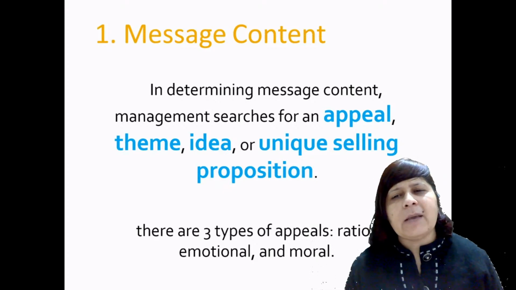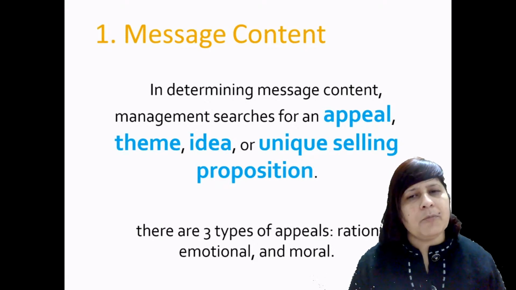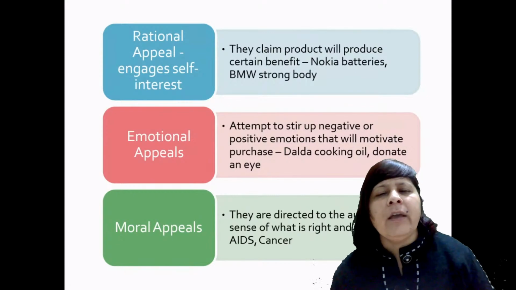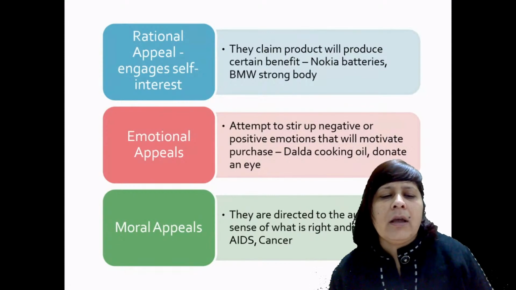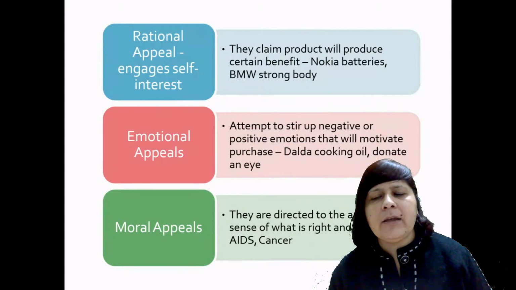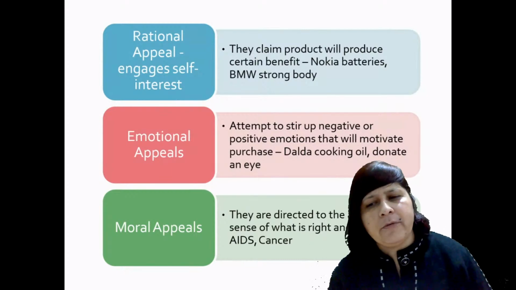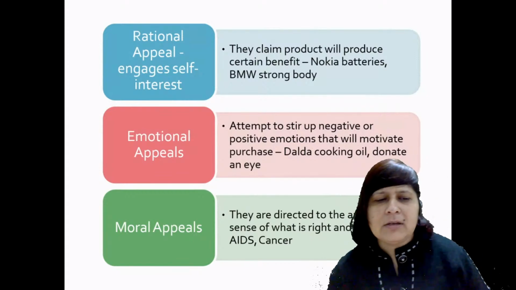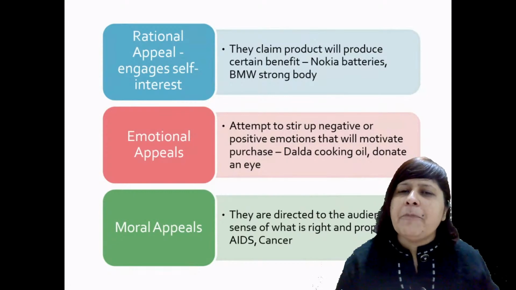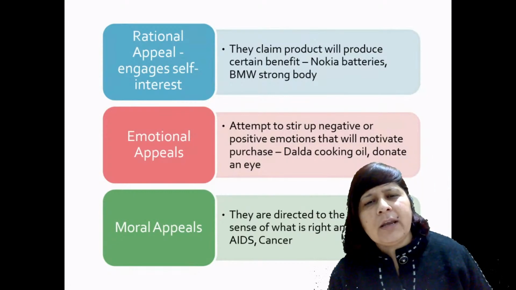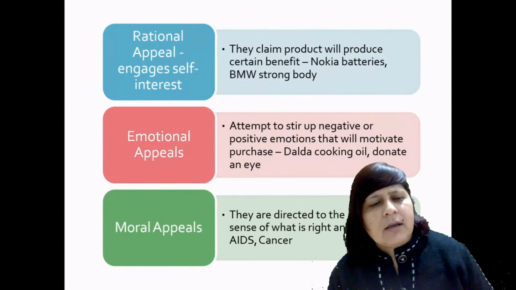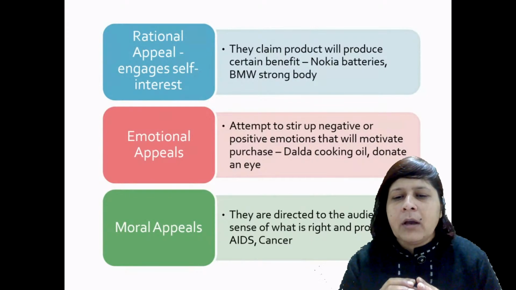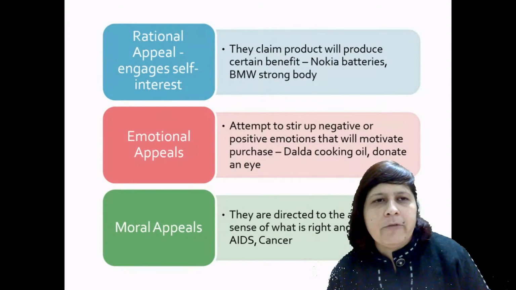There are three types of appeals actually: rational, emotional, and moral. What is the rational appeal? Rational appeal engages self-interest. They claim that the product will produce certain benefits, that is, how your product will help you and is different from others. The rational appeal is like, the battery of my product is good, a strong body, or anything else. That is known as the rational appeal, when you claim the product will produce a certain benefit.